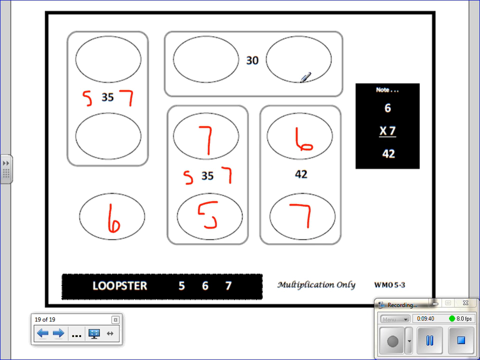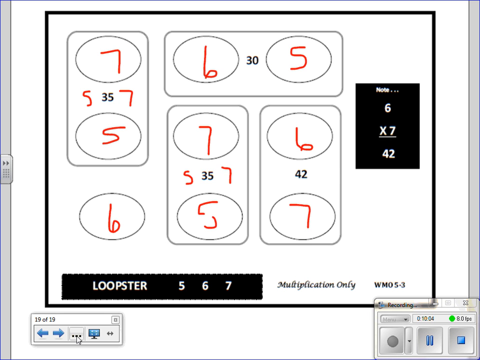In this last row, last column, we have a 7 and a 6, so the missing number is 5. 5 times what is 30? That's got to be 6. Now, going back to our beginning, we didn't know whether it was the 5 or the 7 on top, but now I can tell because I have a 5 and a 6 up there. Here's my 7, and there's my 5.